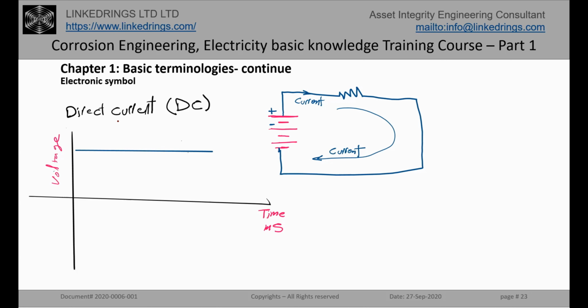Direct current means there is always one side positive and another side negative, and we can have the current direction. Direct current could be straight or could be vibrating, but still it's always a positive side or a negative side of the voltage. So this is called DC current.